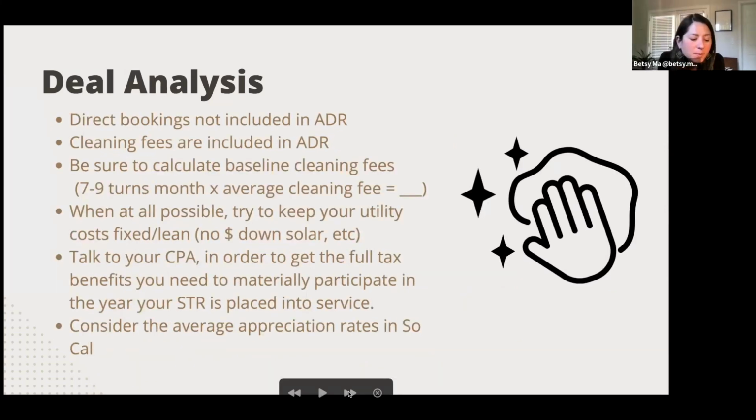Okay, just keep in mind that we'll move right along through some of this content. Direct bookings are not included in the ADR because those are not through an online travel agency like Vrbo or Airbnb. Cleaning fees are included in ADR. Basically, they're taking those payout numbers from Airbnb and Vrbo and seeing that all as revenue. You have to make sure that you are accounting for the cleaning fees and taking that out of the ADR when you're making your projection.